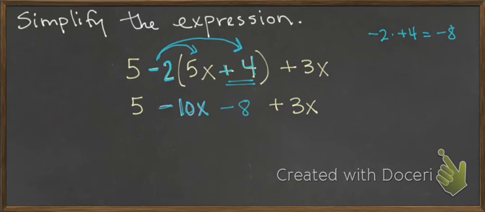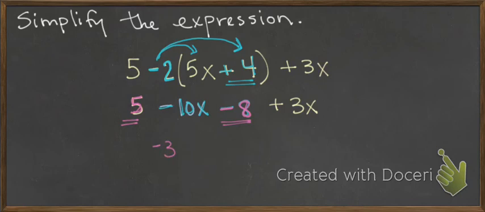Now that we've gotten rid of our parentheses, we can combine like terms. Remember, like terms can be just regular numbers like 5 and 8. These are like terms. They're constants. I can combine them. So do I add 5 plus 8? No, remember, you need to pay attention to the signs. This is a positive 5, but this here is a negative 8. So 5 minus 8 is negative 3.